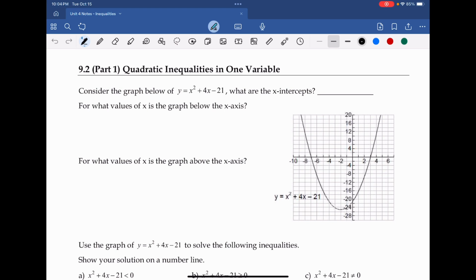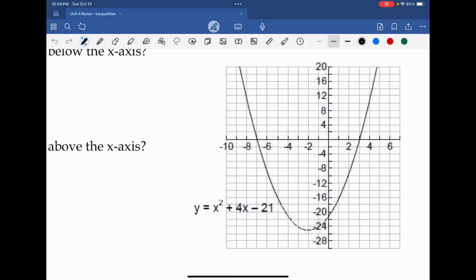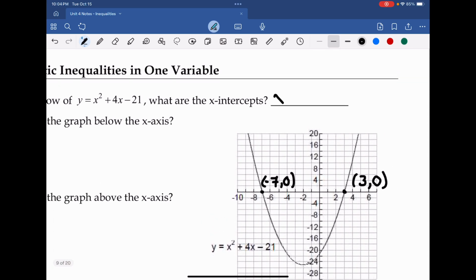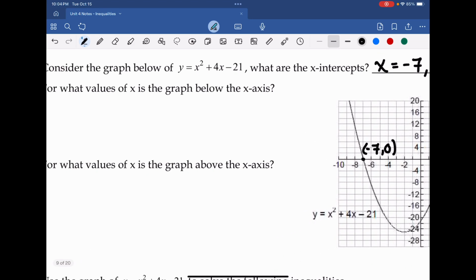Now, starting off with the graph below, they give us some sort of parabolic shape, and they ask what the x-intercepts of this graph are first and foremost. We could zoom in, and we would see that our first x-intercept is at -7 and 0. Our other x-intercept is at 3 and 0. Perfect. Once we've found these, we record them in the blank above. So x is equal to -7 for the first x-intercept, and then x is equal to 3. There we go. Now they're going to ask us the following questions.